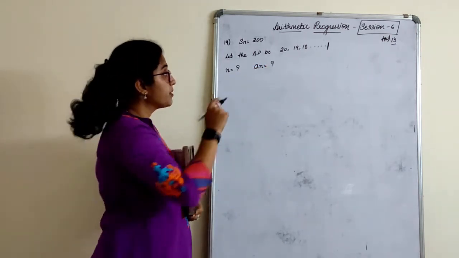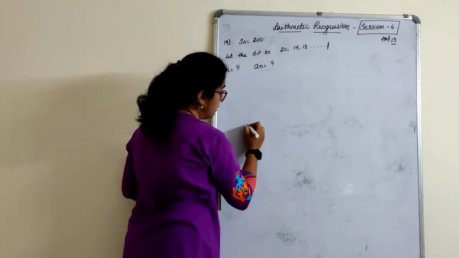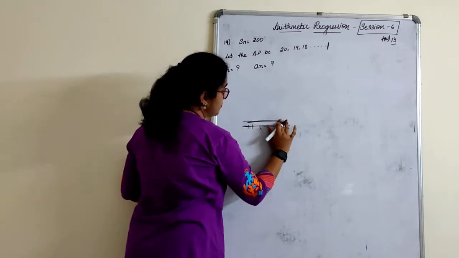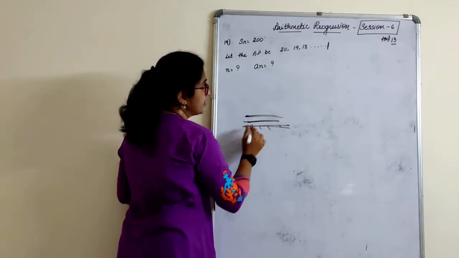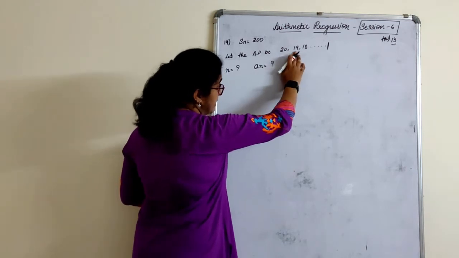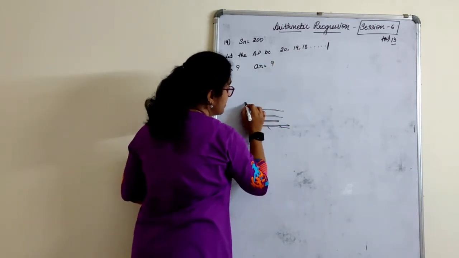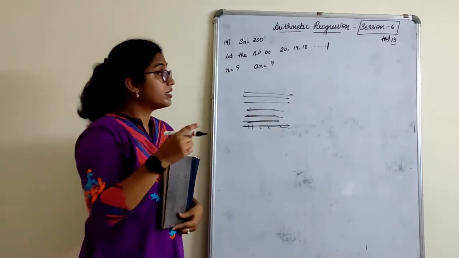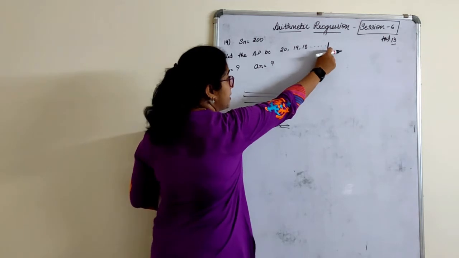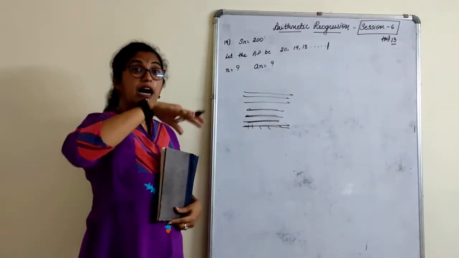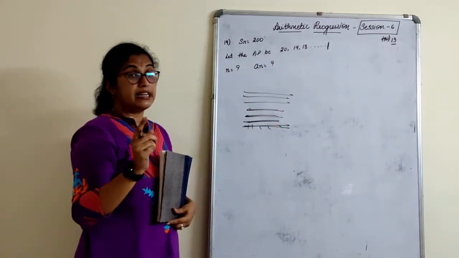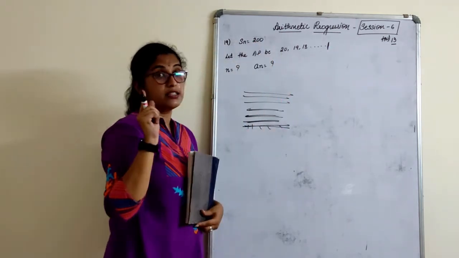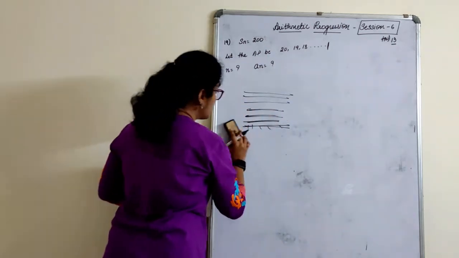Understood the question now? In the first row, I'll place 20 logs. In the second row, I'll place 19. Then 18, then 17, 16, 15, 14, 13, 12. Till where do I have to place? What is that number I have to place? That number I want here, that is an. How many such rows are there? That is n. Total, if I add till here, whatever I get, I should get the answer as 200. This is the main understanding of the question.